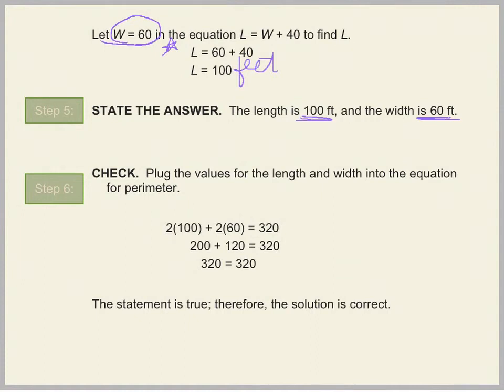And as always, I want to double check that this is true, so I have plugged in my length and my width into my perimeter formula and found a true statement.